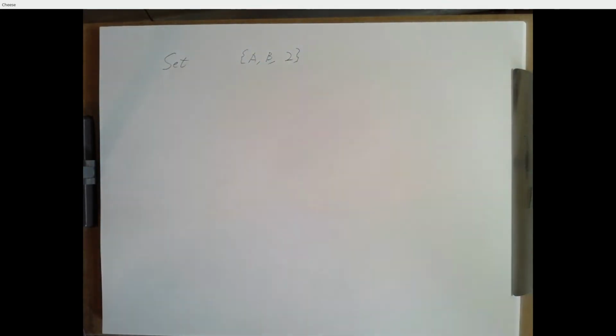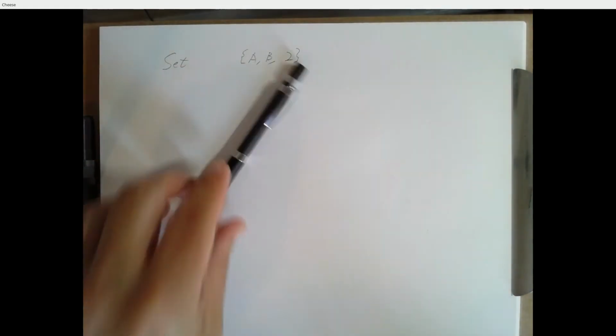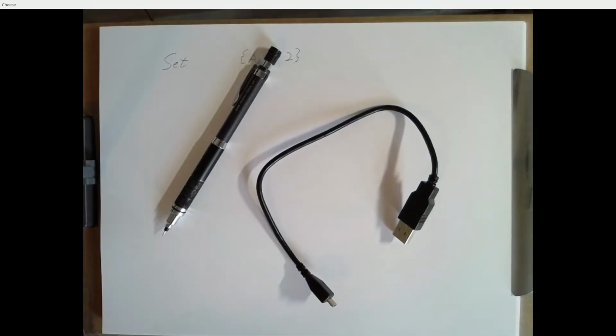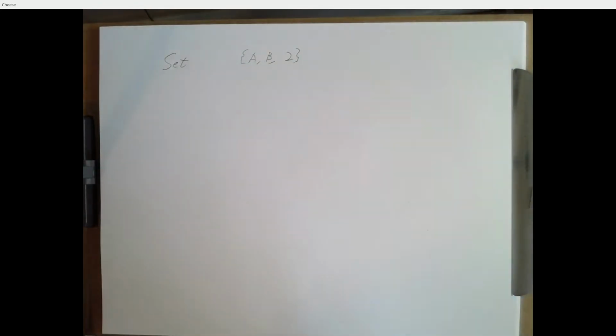I could make another set. I could make a set consisting of a pencil and a USB cable. That's a set containing 2 things. Perfectly fine set. But usually we'll deal with sets that involve mathematical-like things. But we'll have to be careful eventually because this idea of a set is simply a collection of things can get us into trouble, and we'll play around with that later.